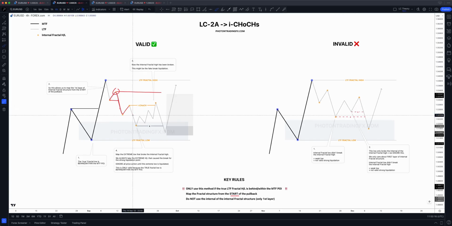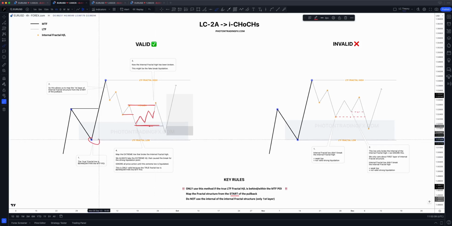Price then breaks it. Okay, so if we get rid of all these lines, that's our next internal fractal break to the downside. Okay, so at this point, that's our internal fractal high, right? And this is our internal fractal low. Okay, when price is here, price is then pulling back. All of this price action within here, okay, where is it? It is between the internal fractal high and it's between the internal fractal low, okay?